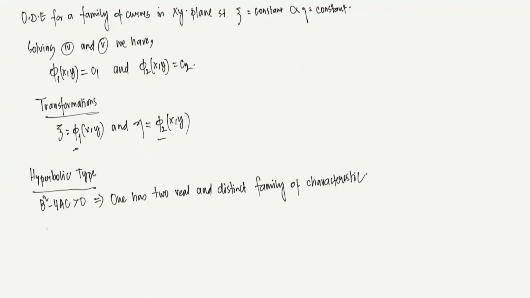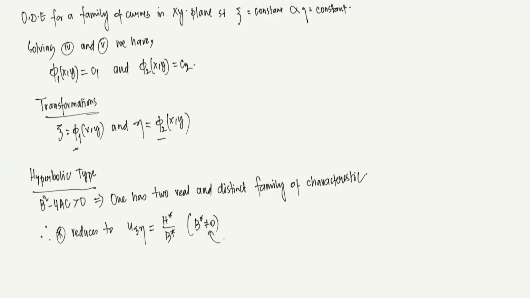Therefore, star reduces to u of xi eta equals h star by b star. Only b star is remaining. Of course, you can easily show that b star is going to be non-zero. You already know what b star is, so please show that.